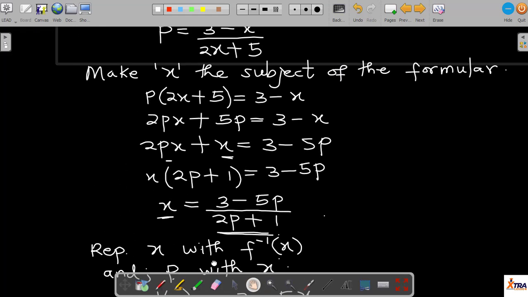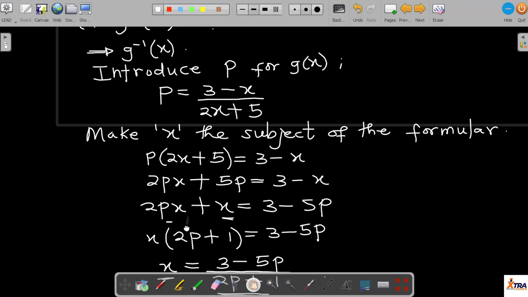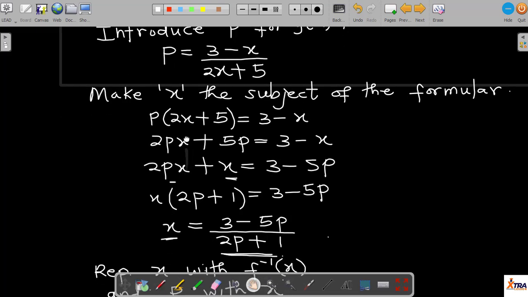But then I was not asked to find g inverse of x. I was asked to find g inverse of minus 2.